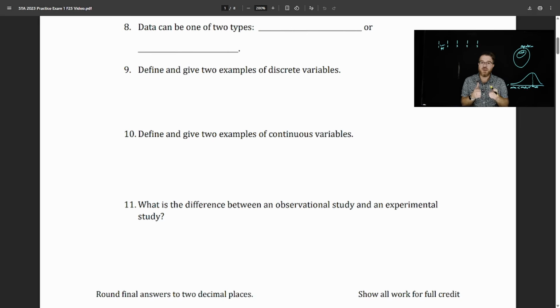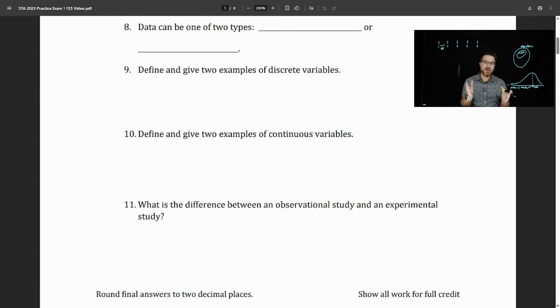90 degrees, 90.1 degrees, 90.2 degrees, 90.3 degrees. In each one of these cases, I would have a gap of 0.1. So while the measurement temperature is actually continuous, the way I would be measuring it would be using a discrete measurement.